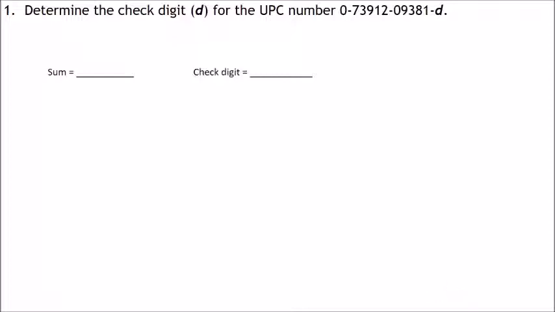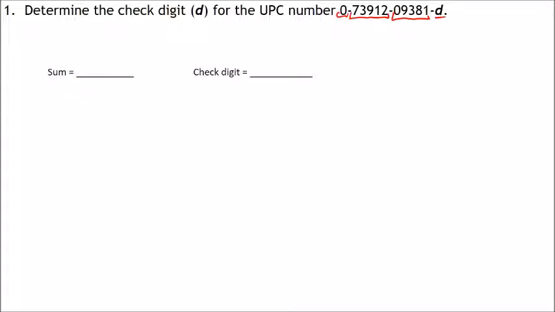Okay, and we're going to determine the check digit D for the UPC number given right here. Again, that first number is the number system, then the manufacturer, then the product number, and then of course, last but not least, that D is going to be the check digit that we're looking for. First thing we have to do is get that sum.